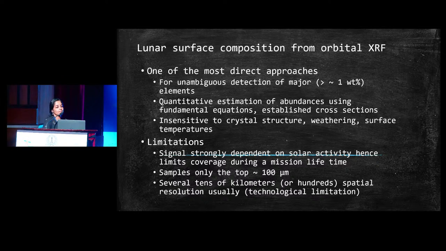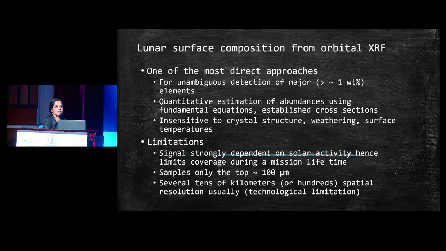There are limitations. The signal very strongly depends on the solar activity, and hence, if there are no flares, we hardly see anything. If there's a strong flare, that's very good. Therefore, it limits the coverage that we get. It only samples the very top 100 micron; there are very few methods for composition that can go deeper. So most of what we do in remote sensing is the very top layer. So the assumption is that it is representative of the deeper crust.